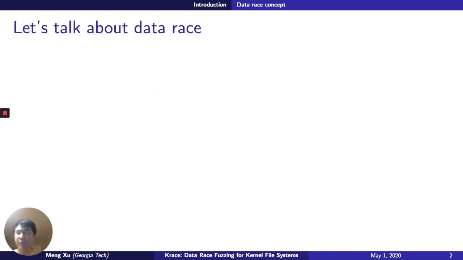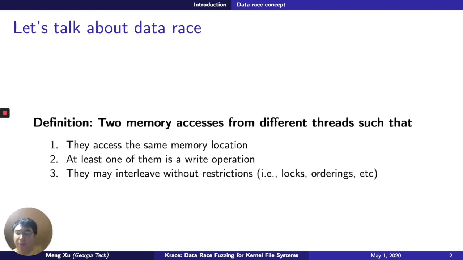Since this work is about data races, let's talk about them. What is a data race, and why do we need a specialized fuzzer to find them? The definition of a data race is actually super simple. It's basically two memory accesses from different threads, such that the two accesses go to the same memory location, at least one of them is a write, and they may interleave without any restrictions, like without locking or without ordering.